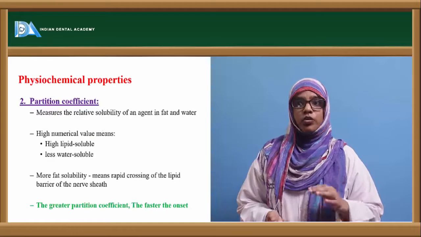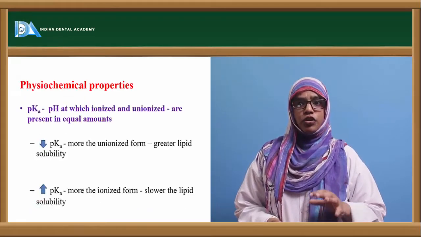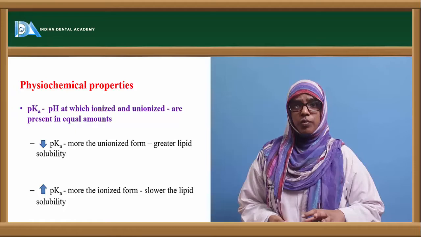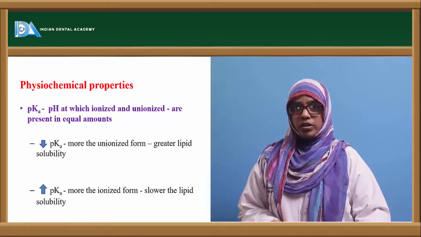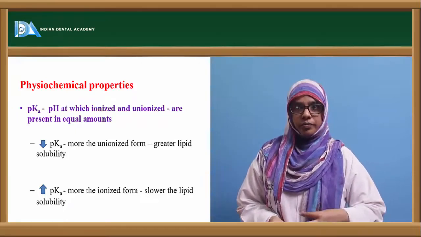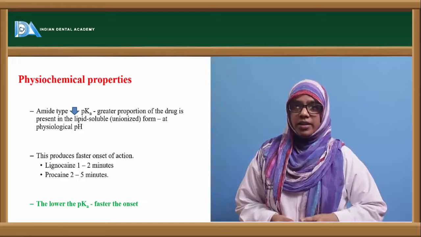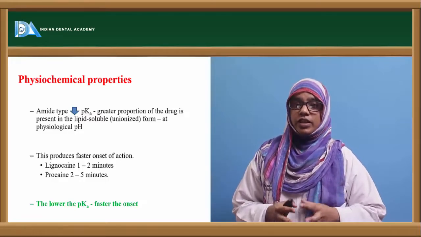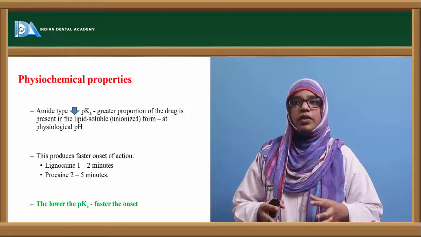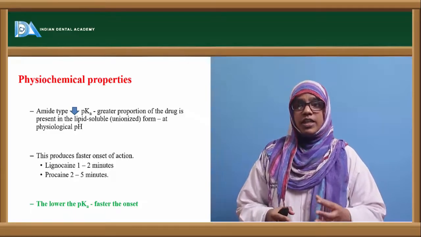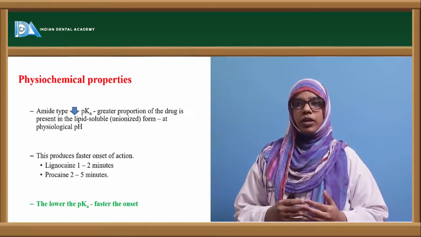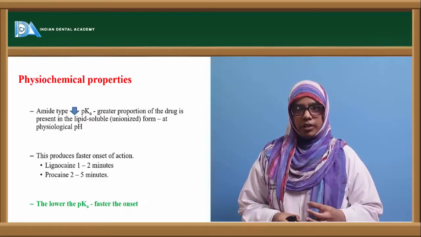So basically you require the unionized form to move from the extracellular compartment into the nerve. Alright. Now, amide type of local anesthetics have a decreased dissociation constant. That is, they have a greater proportion of the drug present in the lipid soluble unionized form at physiological pH.